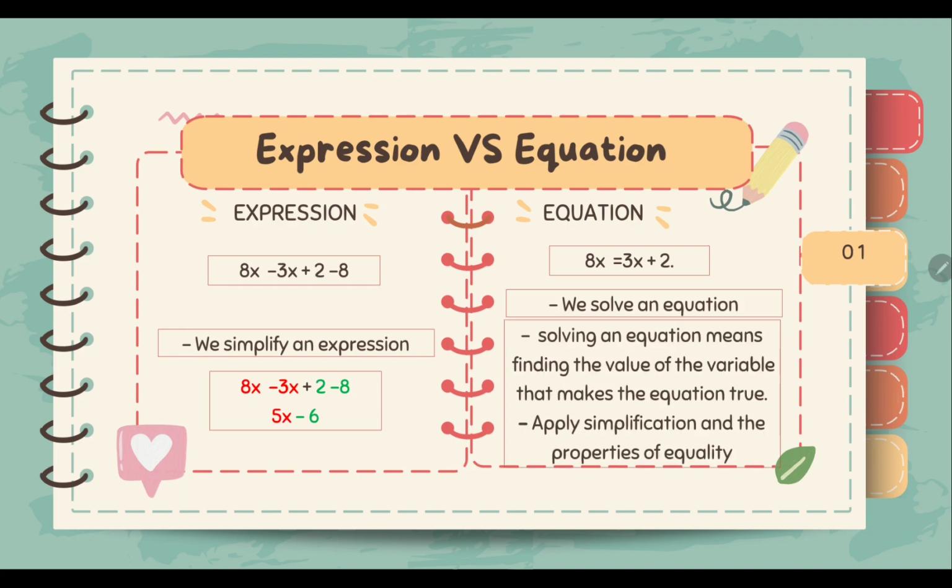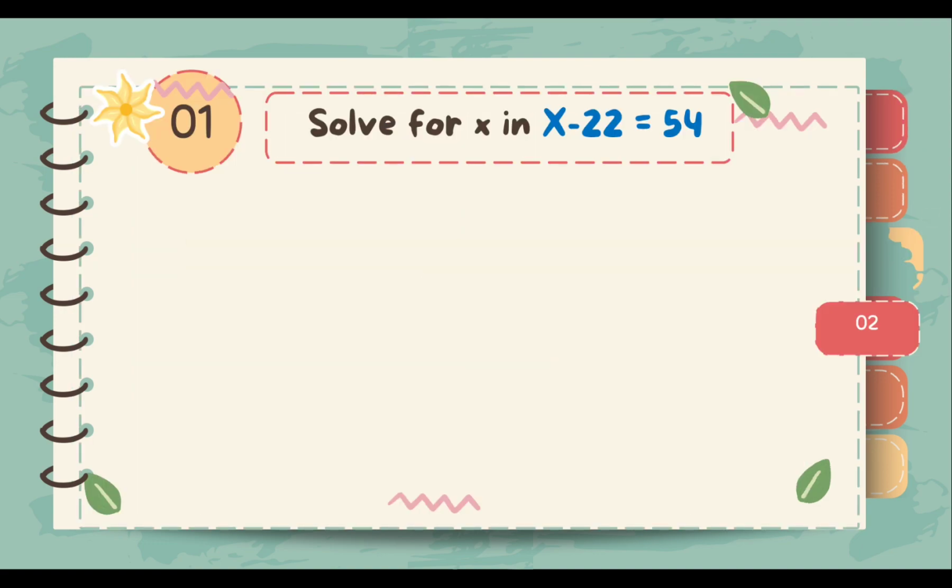To solve an equation means we find the value of the variable that makes the equation true. How? We apply simplification still and the different properties of equality, whichever is applicable in the given situation. So let's do that. We solve for x in x minus 22 is equal to 54. We write first the original equation, right? And then remember, we have to isolate the variables or the terms with the variables on one side and the terms without the variables on the other side.